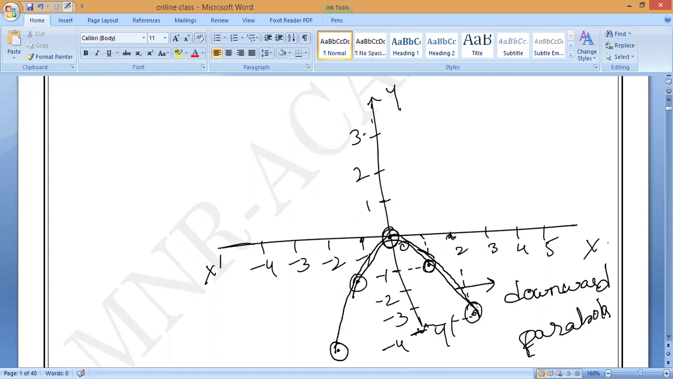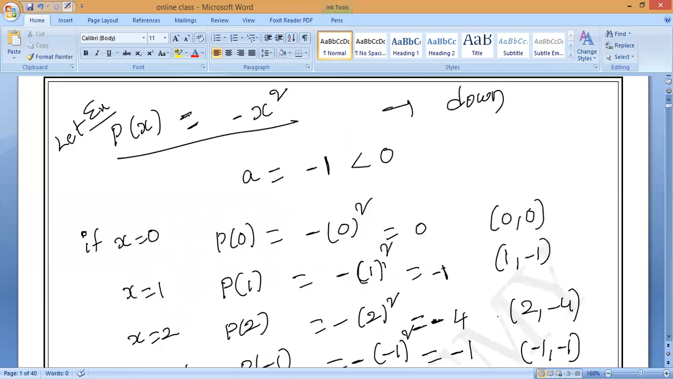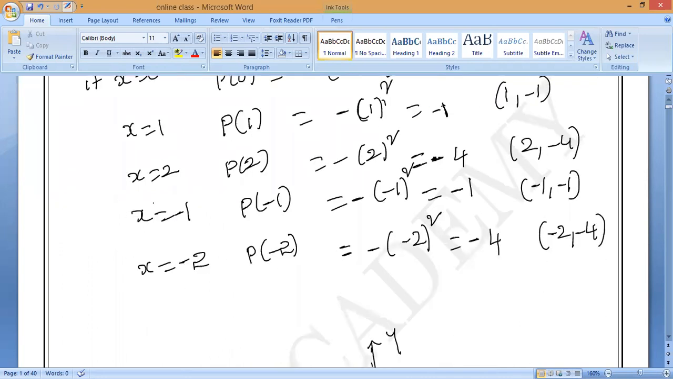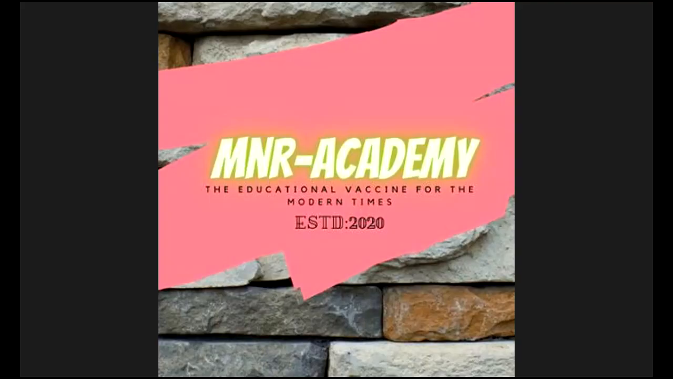Downward parabola. So in this case, what is our A value? It is negative, correct? Negative means it is less than 0. Do you understand? Is it completed, Ra? Understand or not? Yes, sir. Ma'am, at last, how to find the A value, ma'am?